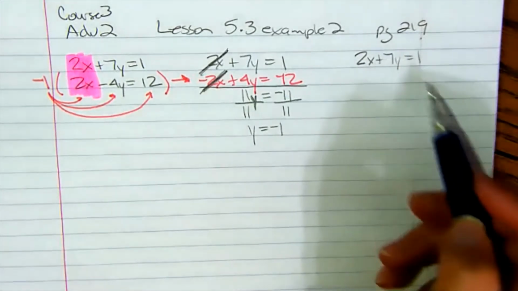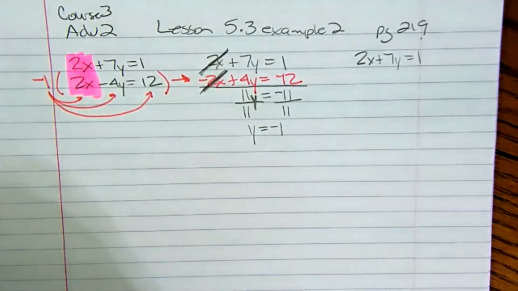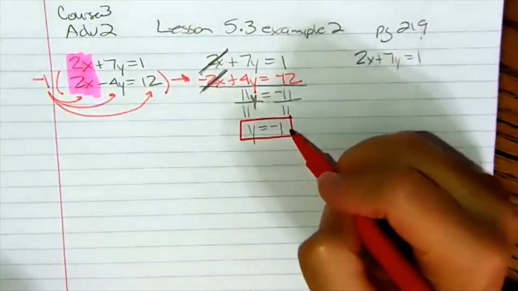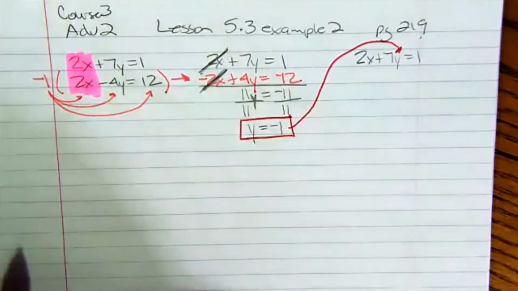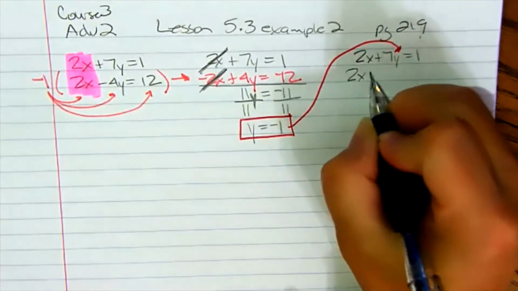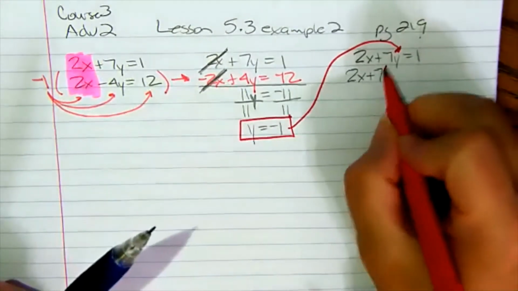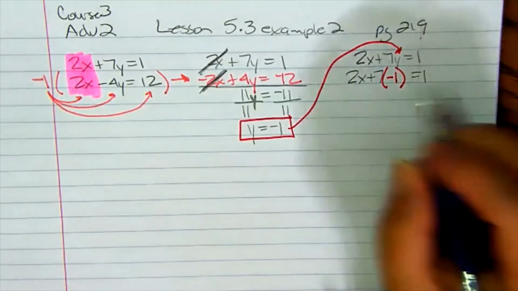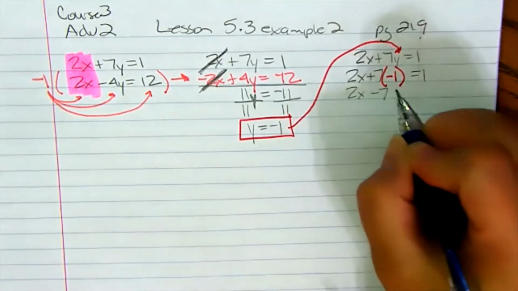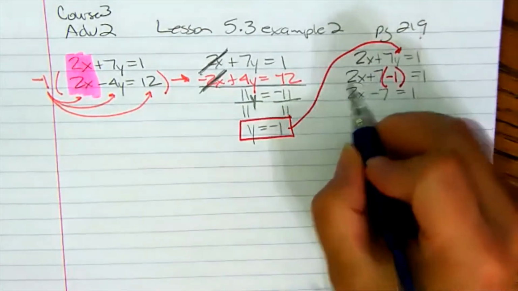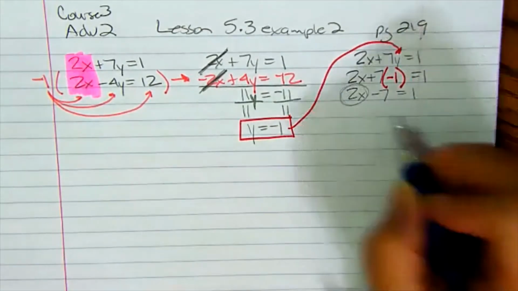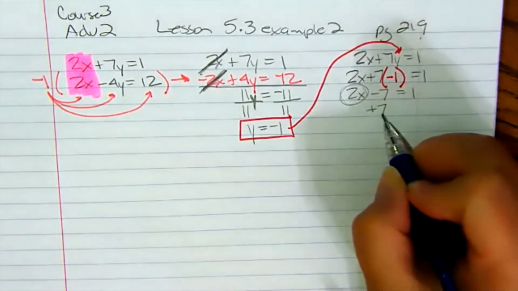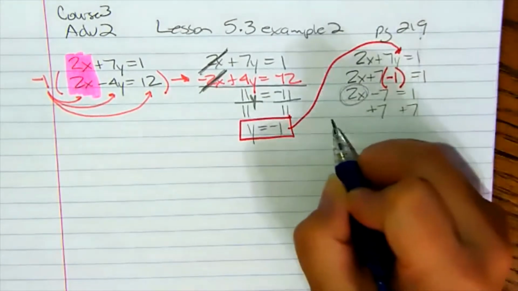I don't know, 7's less than 12. It just looks like it's easier to work with. And then I'm going to substitute -1 into my y. 2x plus 7 times -1 equals 1. So 2x minus 7 equals 1. I want to isolate this variable. So I'm going to use inverse operations. I'm going to add 7 to this side. What I do to one side, I must do to the other.